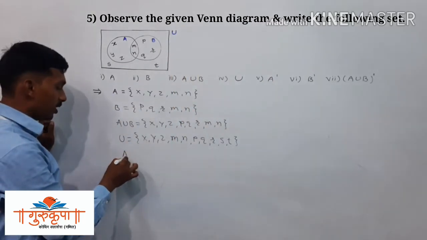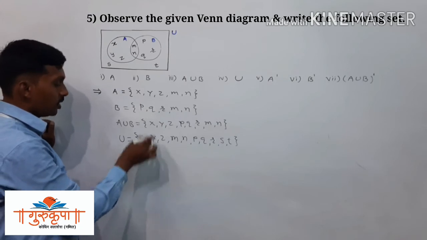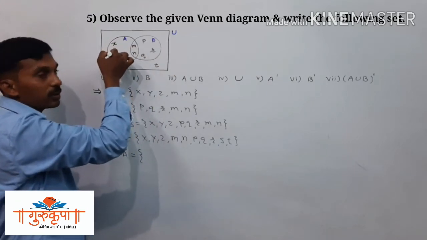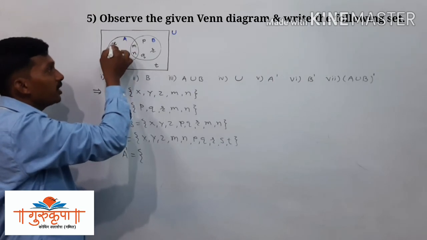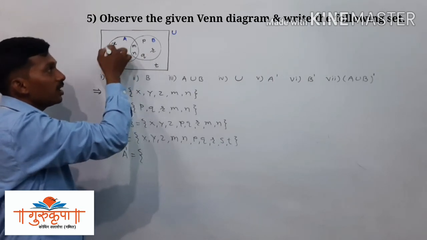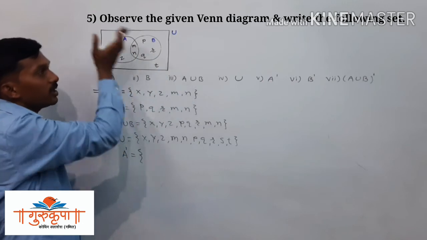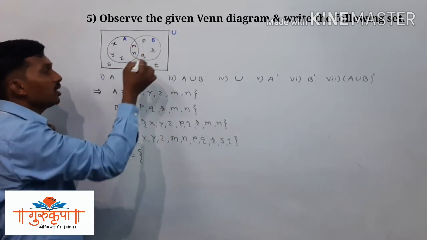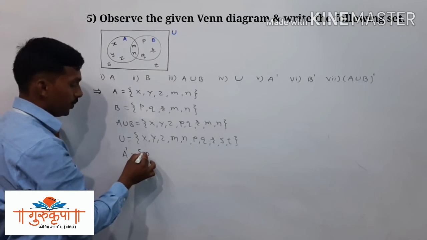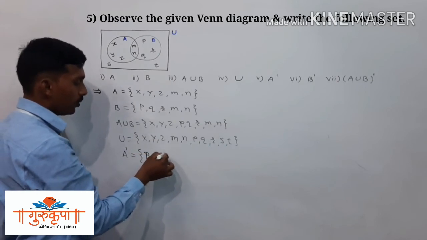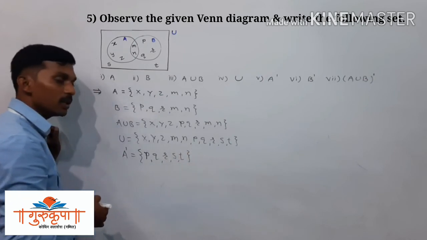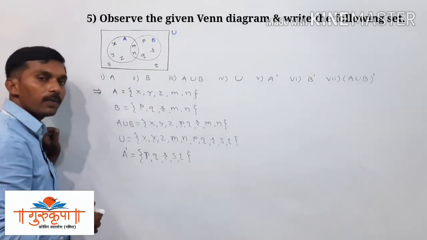सो हियर ए डॅश इज इक्वल्स टू दिस इज युनिव्हर्सल सेट. रिमूव्ह ऑल द एलिमेंट्स फ्रॉम द सेट ए. हे 5 एलिमेंट्स एक्स वाय झेड अँड एम एन हे रिमूव्ह करून टाका. रिमेनिंग एलिमेंट्स लिहून टाका. दॅट इज पी क्यू आर एस अँड टी. P comma Q comma R comma S comma T, that is A dash, complement of A.